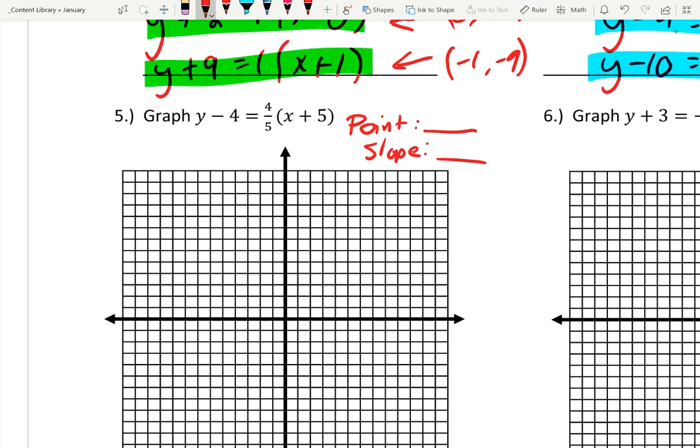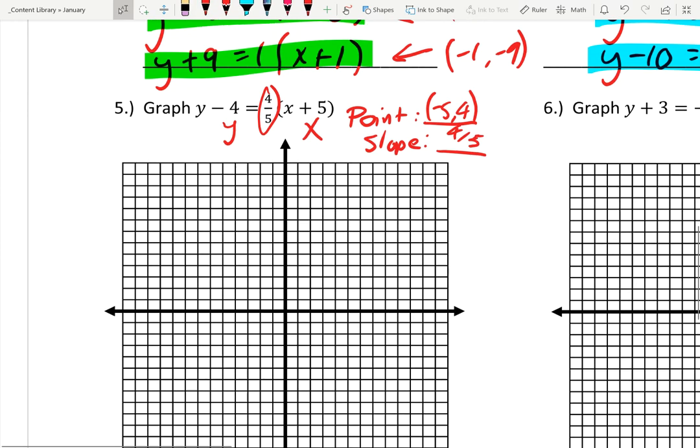So the point that we see here is we have this for the x value, because we know x is next to the x. So this is the x, but it's a positive, which means it's really a -5. Keep that in mind. Our y value is the number next to y. Now it's a -4, which really means it's a +4. So our point is -5 and +4. Our slope is this fraction here, 4/5.